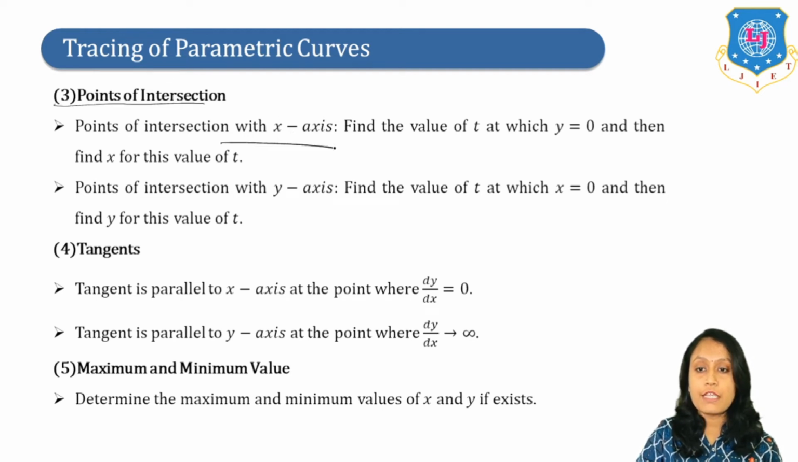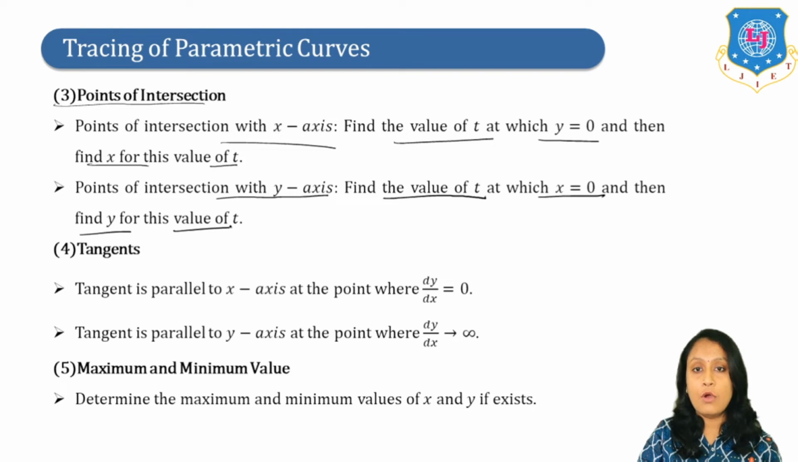So, point of intersection with the x-axis. What we have to do is find the value of t at which y is equal to 0, and then we'll find x for this value of t. Now to find the point of intersection with the y-axis, we will find the value of t at which x is equal to 0, and then we'll find y for this value of t.